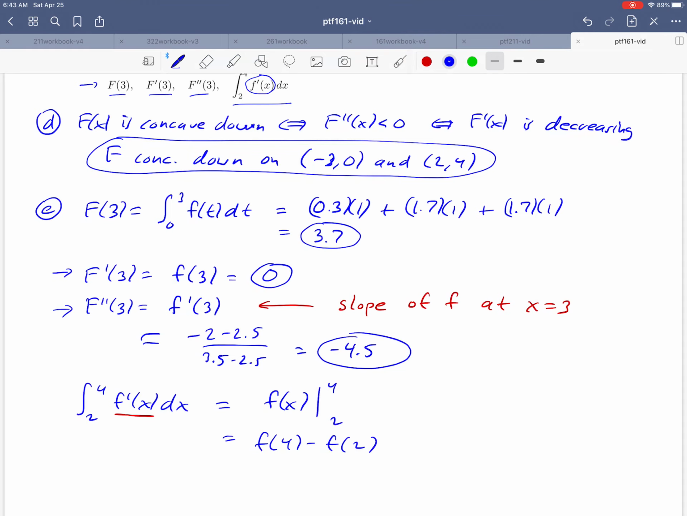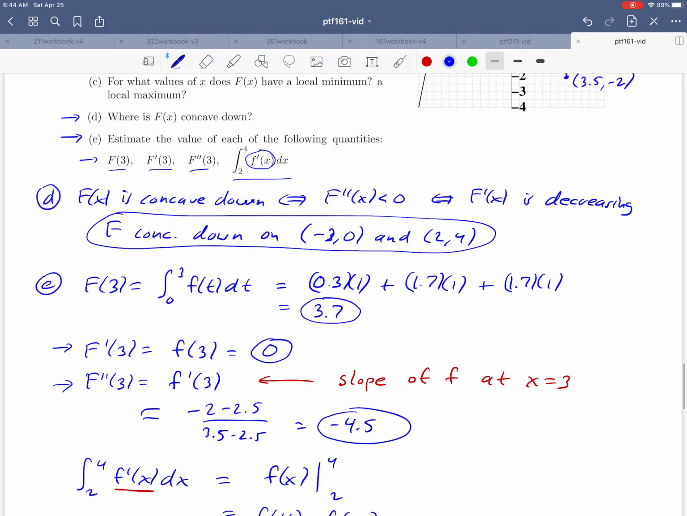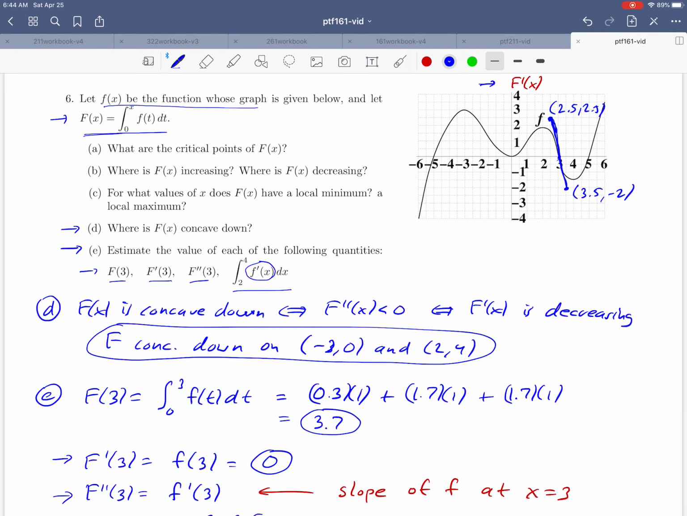So let's go back to our function and see if we can estimate those two numbers, f of 4 and f of 2. Again, let's get rid of the markings that we don't need anymore. f of 4 is sitting down here, and the y value looks to be about negative 1.5 there. And f of 2 is up pretty close to 2. We could maybe call it 1.8.